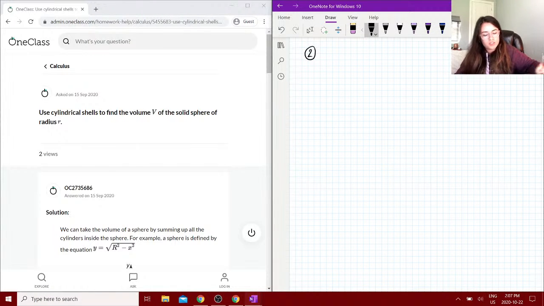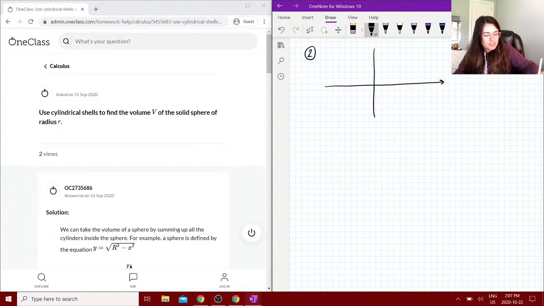Okay, next question that we have here is asking us to use a cylindrical shell or cylindrical shells to find the volume V of the solid sphere of radius r. Okay, so we're going to start by picturing this. I like to picture it kind of as, say, an orange, okay? So that's a solid sphere.